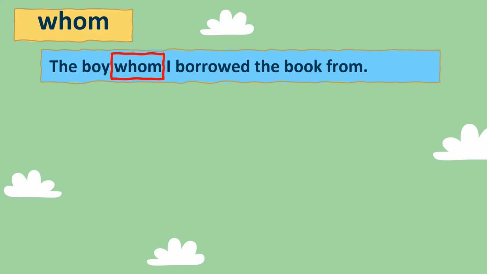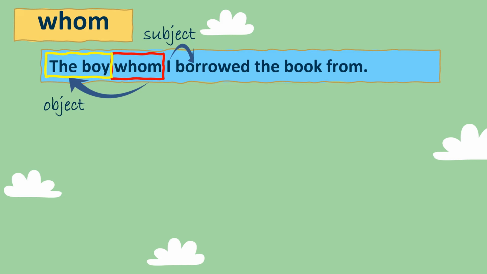So the relative pronoun whom over here is referring to the boy, and the boy here is the object of this sentence. Wait, what? Kenapa object pula? Sebab dia duduk depan kan? So confusing. But if you try to look at the sentence closely, the subject for this sentence is actually the word I, because I is the one who is doing the verb.